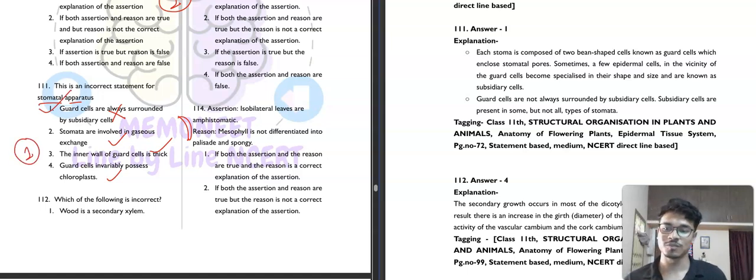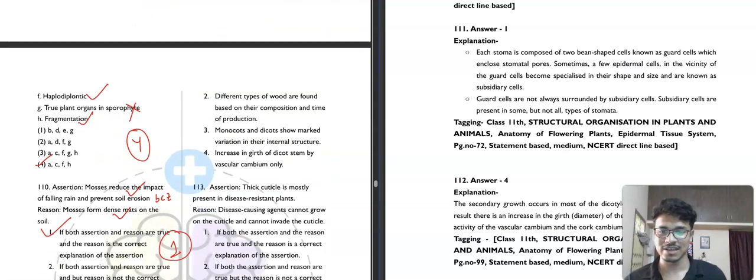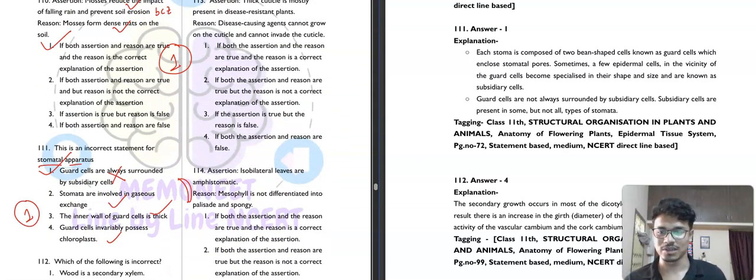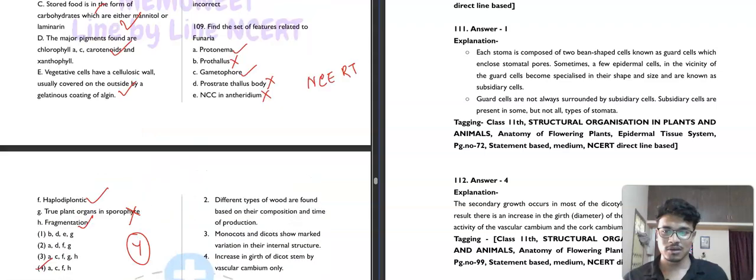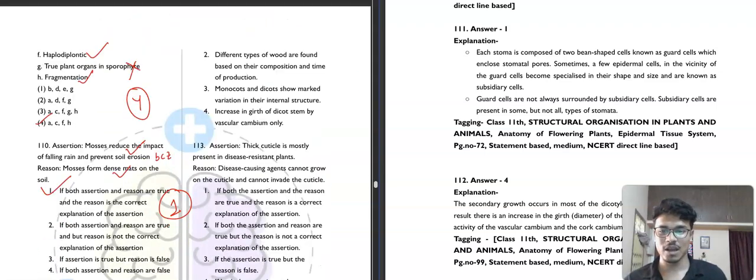Moving to the next question, which of the following is incorrect? Wood is a secondary xylem. Yes, wood is a secondary xylem, you know that. Then it is saying that different types of wood are found based on their composition and the time of production. Absolutely correct. Like different kinds of wood you can get, and also they have different sorts of rings. You can also see monocots and dicots show marked variation in their internal structure. Absolutely correct. Monocot and dicot are different in their internal structure.